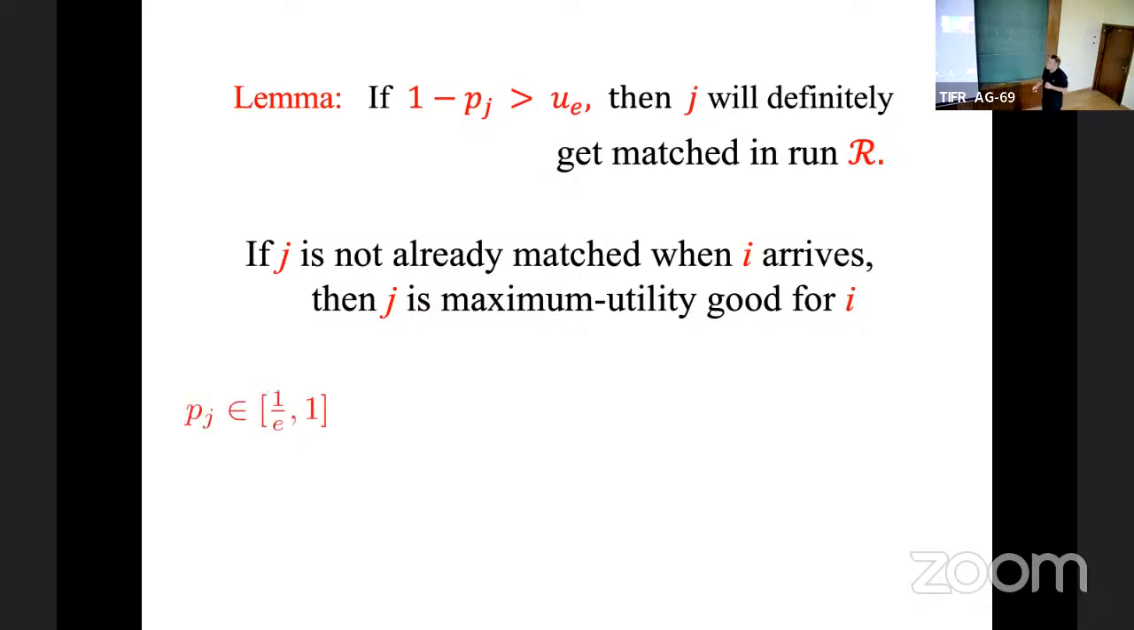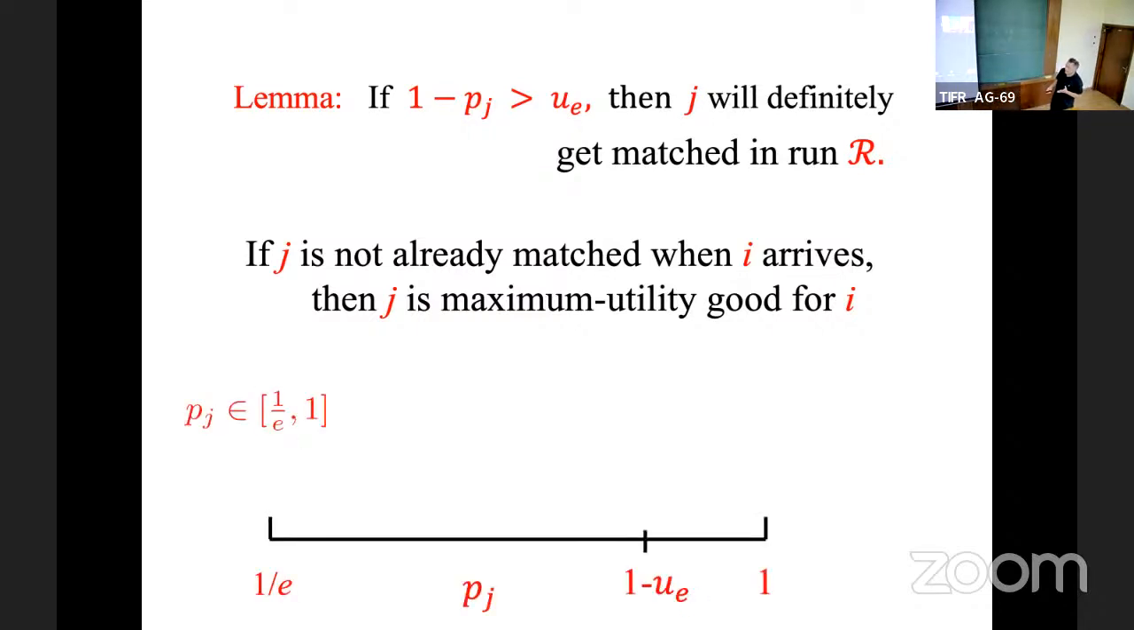So let me just show you pictorially what I want to do. As I said, if UE is small, if the utility accrued by I is small, then 1 minus UE is large, and over a large range of values for Pj, J will be matched and will accrue revenue, right? That's what we want to show, that if UE is small, then RJ is large. RJ is large because over a large range of PJs, revenue will be accrued, okay? Namely, whenever Pj is in this range, 1 over e to 1 minus UE.